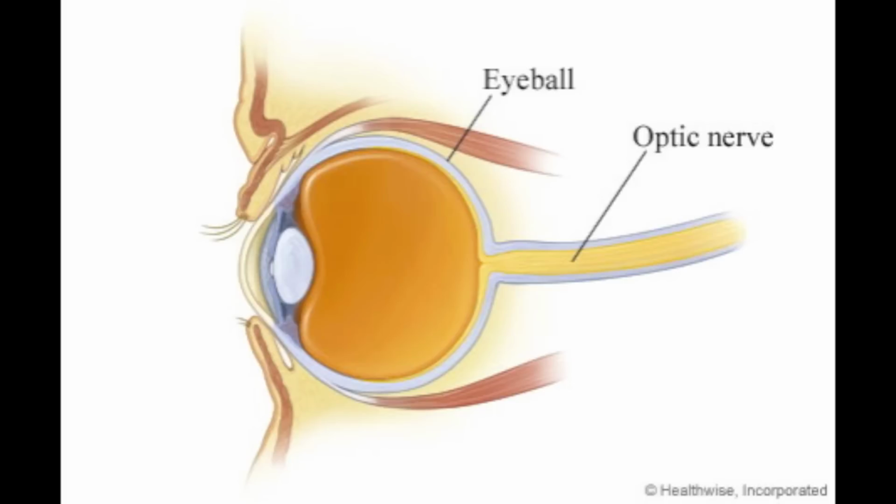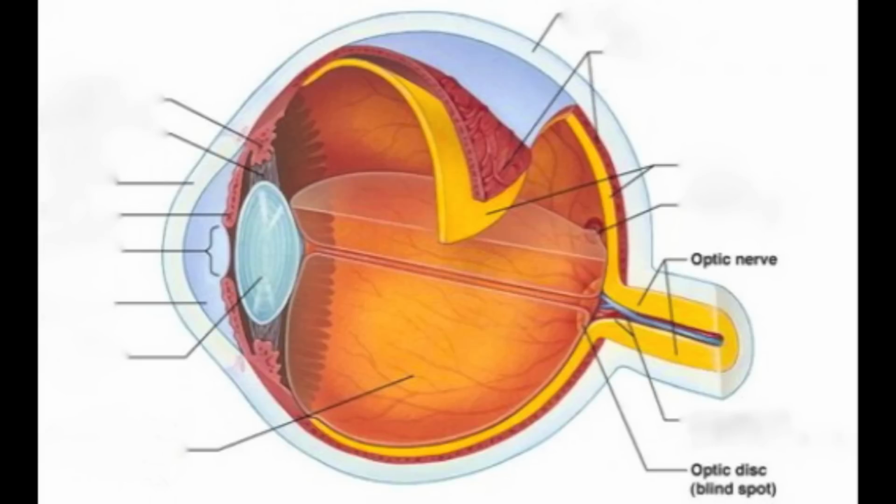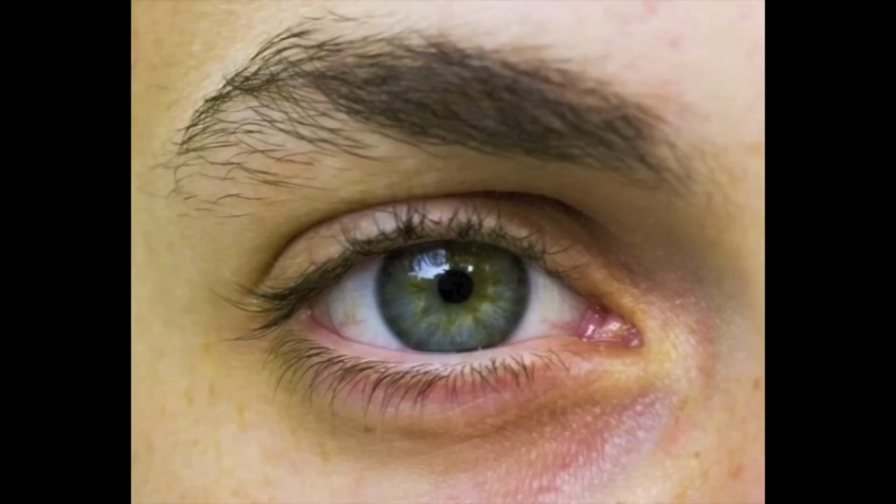Information is gathered by the rods and cones, but is interpreted in the brain. The pathway the information travels from the eye to the occipital lobe is the optic nerve 2, which attaches to the posterior surface of the eye at what is known as the optic disc.